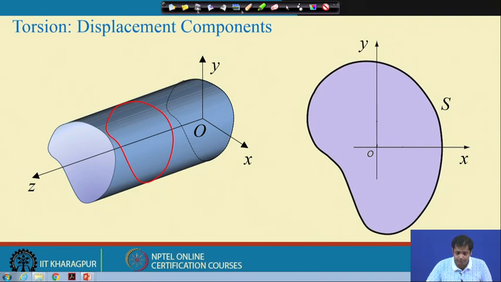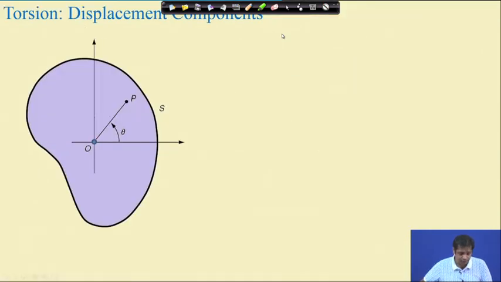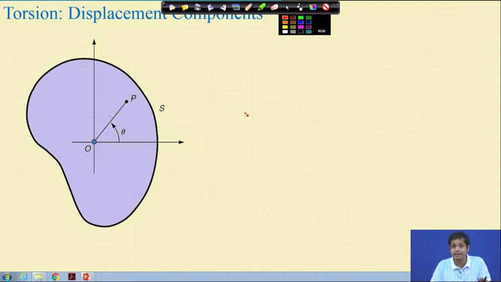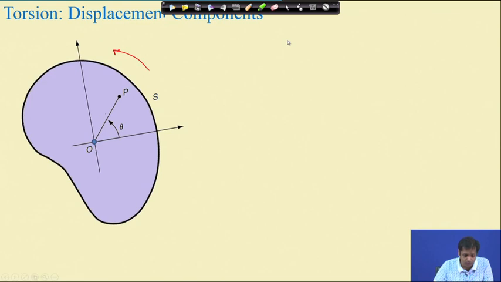If we take a section like this, consider on this section any point P which is at an angle theta, and O is the longitudinal axis, or in this case it is the center of twist. Along this axis the rotation takes place. Now, because of this torsion, the rotation of this cross section takes place, and suppose the rotation is this. What happens due to this rotation? The P which was initially here now moves in this direction.